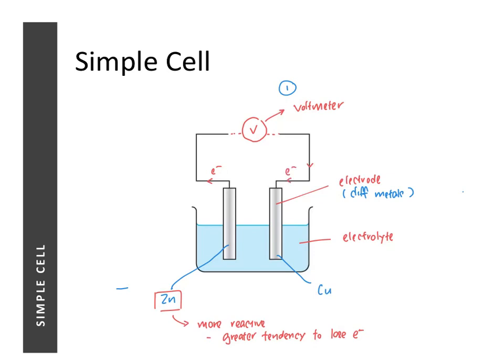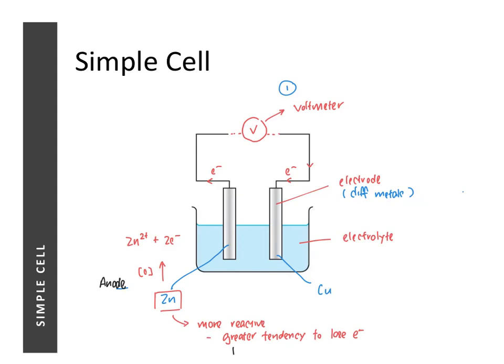When zinc loses electrons, it becomes oxidized to form zinc ions and electrons. So this is what's going to happen at the electrode on the left. The same rules apply for simple cells: the electrode where oxidation occurs is called the anode.